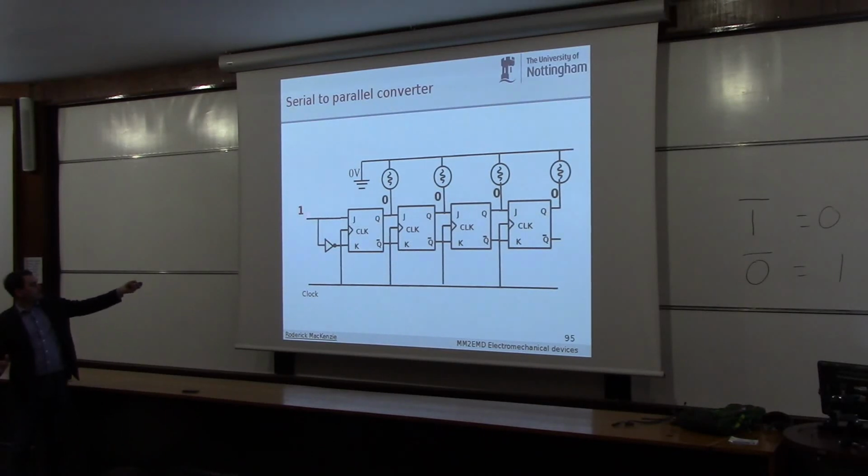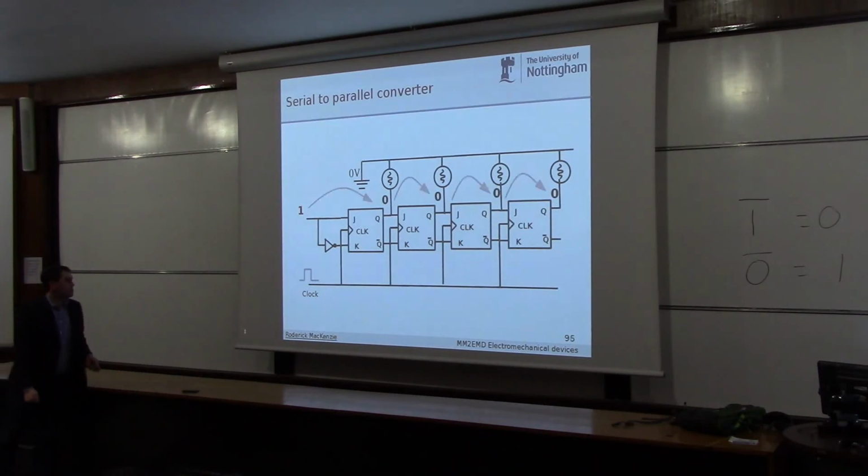So if we put a 1 on the input of our JK flip-flop, we then apply a clock pulse. Boom. This JK flip-flop takes this 1, remembers it, and transfers it to here. This JK flip-flop takes this 0 and transfers it to here and remembers it. This JK flip-flop takes this 0, remembers it, and transfers the output to here. This one takes this 0 and transfers it to here. So we've shuffled along the data in this serial to parallel converter. We'll finish the animation.